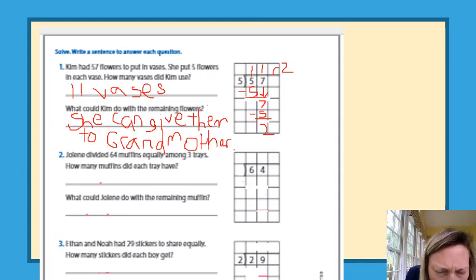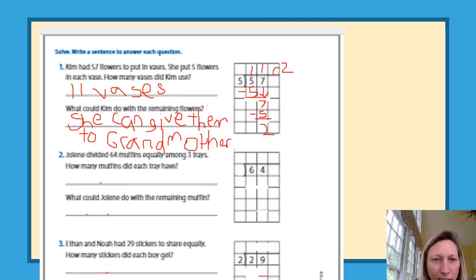Jolene divided 64 muffins equally among 3 trays. How many muffins did each tray have? Okay, so it looks like I erased this number 3 here. All right, so 6 divided by 3 is 2. 2 times 3 is 6. Subtracting, I get 0, but I can do it the other way, so I can put a 0 here. I can do it either way. If I subtract, I get a 4. I know I can only do one group of 3 into 4. 1 times 3 is 3. Subtracting, and I get 1. So we have remainder 1. So how many muffins did each tray have? 21 muffins.